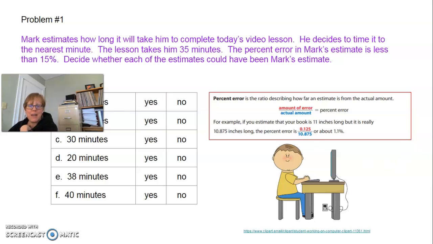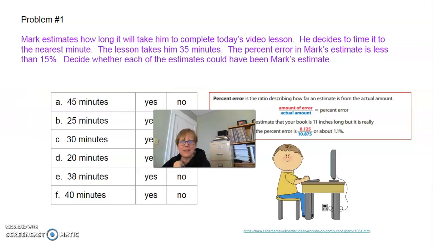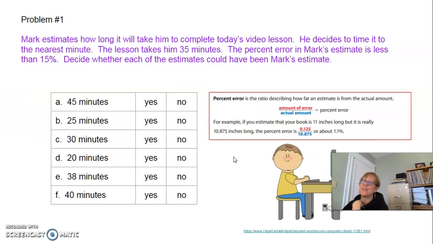Okay, so this problem here, let's go down by this guy working on the computer. This problem is going to be very similar to a problem that you'll have on the quiz. I want you to read it while I read it out loud. I'm going to talk you through it a little bit, but I want you to take the time to try and solve it.